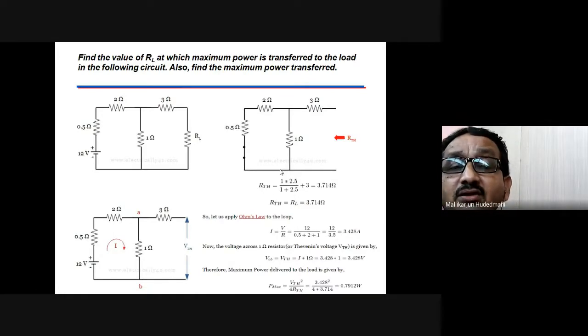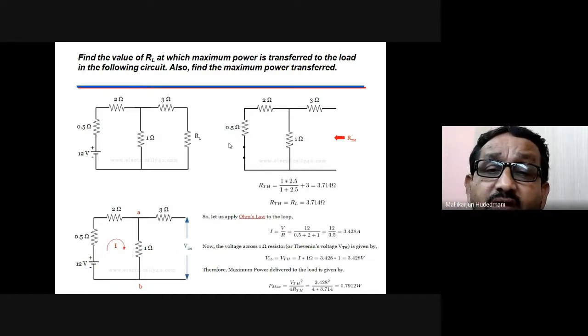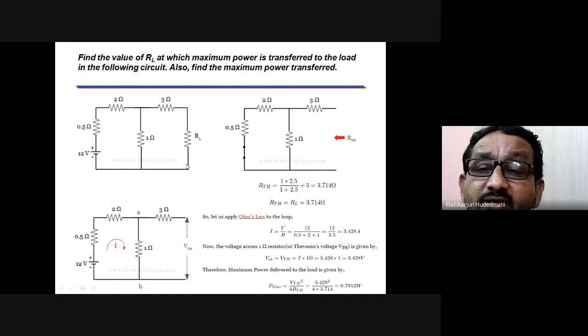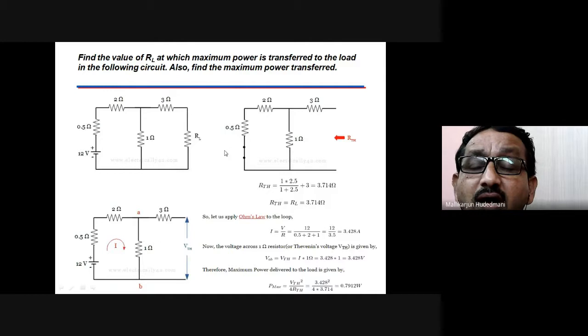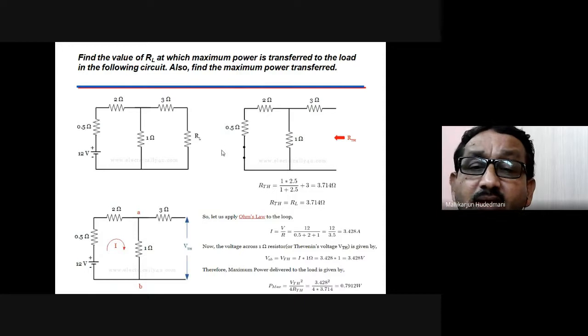Let's see. Find the value of RL in this particular example at which maximum power is transferred to the load in the following circuit. Also find the value of maximum power transfer. Look at the circuit. The circuit has a 12 volt source, a 0.5 ohm resistor, a 2 ohm resistor, and resistors of 3 ohm, 1 ohm and RL in the interconnection. Our question is, what is that RL which will cause maximum power transfer from the source to the RL value? Then using this concept of the maximum power transfer theorem, I apply it to find out the RTH and VOC over here step by step.